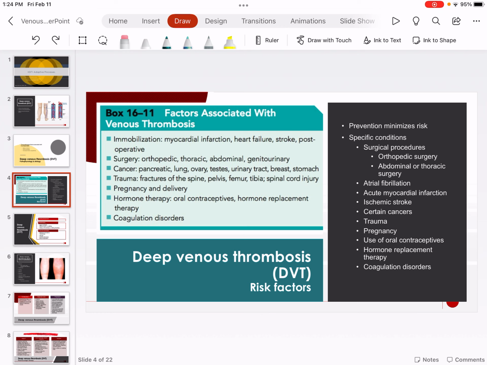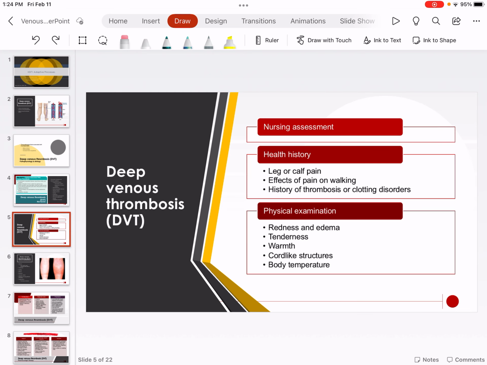Okay, so your nursing assessment, you're going to get a health history. You want to assess for symptoms of a DVT. Also, history of their current illness. Do they have any history of thrombus or clotting disorders? And then how does this affect their ability to participate in activities of daily living?